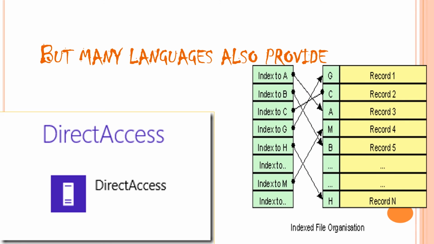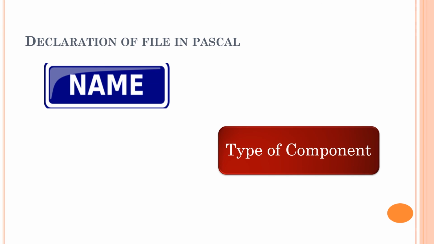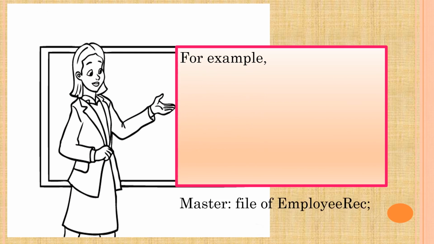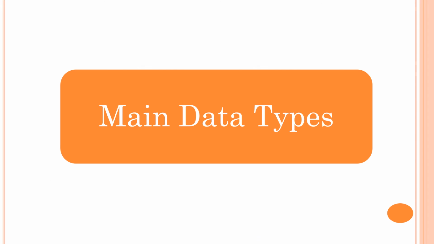In Pascal, a file is declared by giving its name and the type of component it contains. For example, master: file of employee_rec defines a file named master whose components are of type employee_rec. So, these all are main data types.